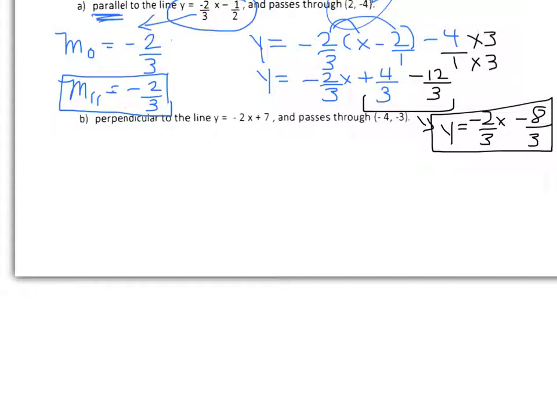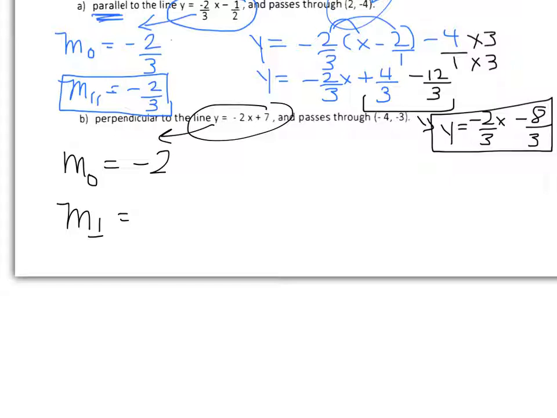Question B asks for a perpendicular line. So we are using our original line again to give us the original slope. So the original slope in this case is the number in front of the x, which is -2. And then we're going to calculate our perpendicular slope, which we do by flipping the fraction, so 1/2, and changing the sign to positive. We're going to use the slope of 1/2 in our new equation.